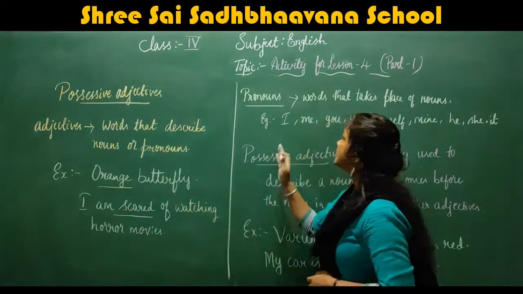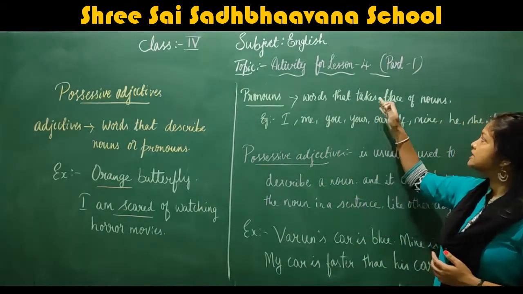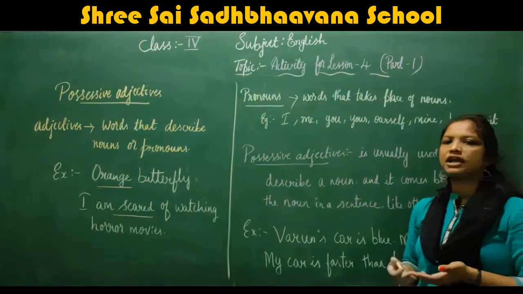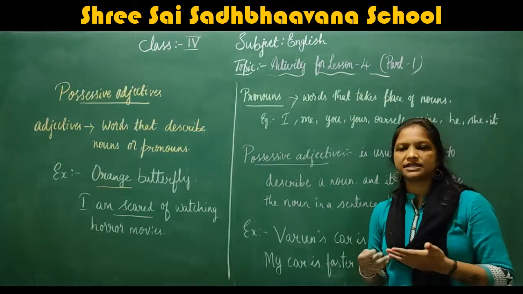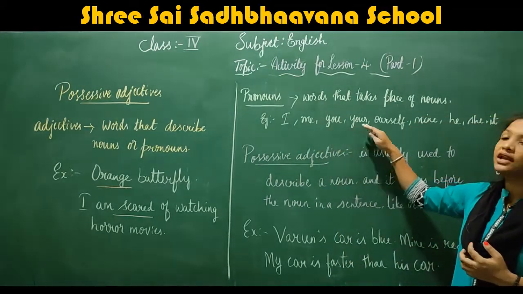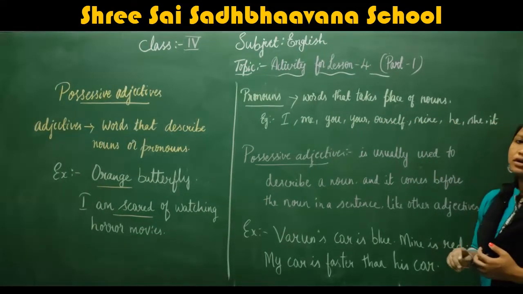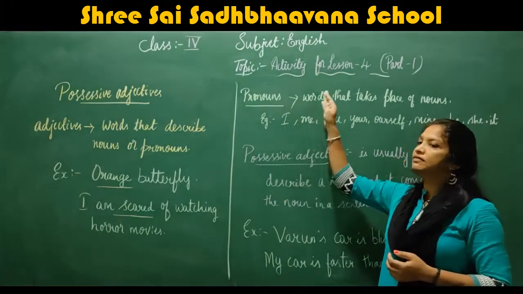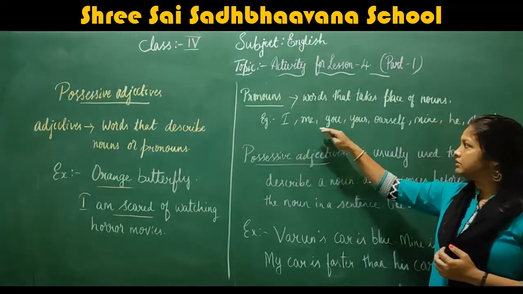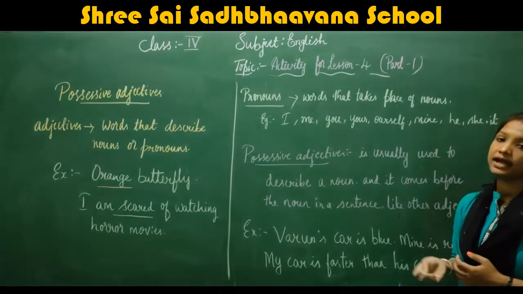Now next is pronouns. What do you mean by pronouns, children? Pronouns are the words that take the place of nouns. Instead of telling a particular name of a person, place, animal or thing, we can use I, me, you, your, yourself, mine, he, she, it.